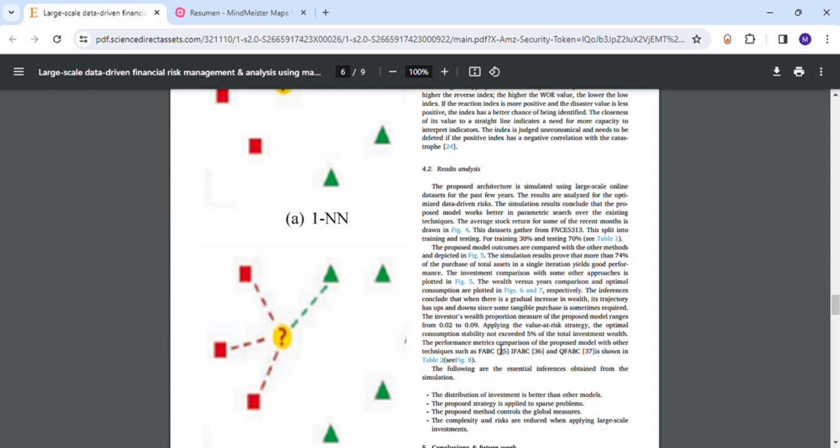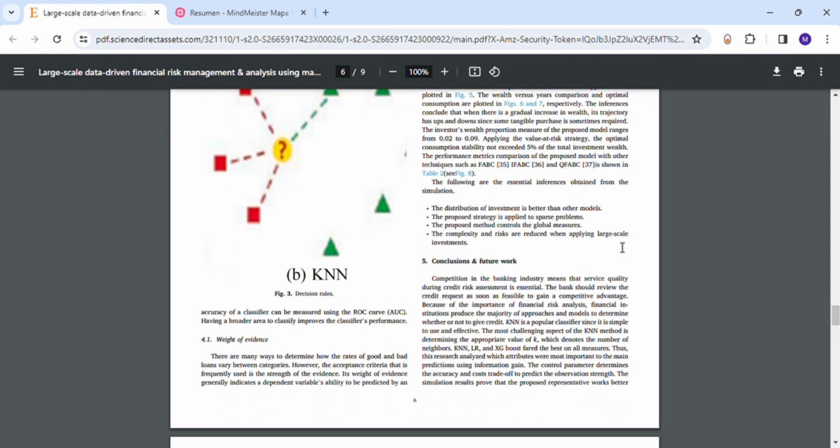The performance metric comparison of the proposed model with other techniques such as FABC 35, IFABC 36, and QFABC 37 is shown in table 2. The following are the essential inferences obtained from the simulation. The distribution of investments is better than other models. The proposed strategy is applied to a sparse problem. The proposed method controls the global measures. The complexity and risk are reduced when applying large scale investments.